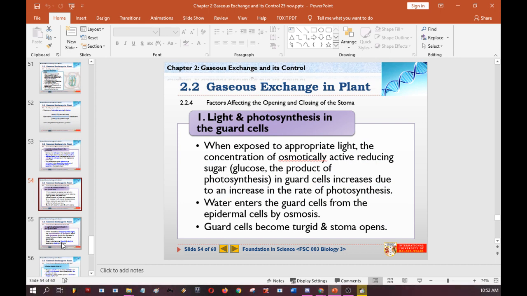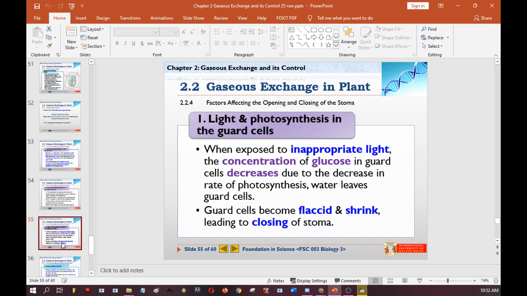So if the guard cells are exposed to appropriate light, they will open because they will do photosynthesis. They will have a lot of glucose and water potential changes. They will be hypertonic. They will suck in water. They become turgid, and then they will open.